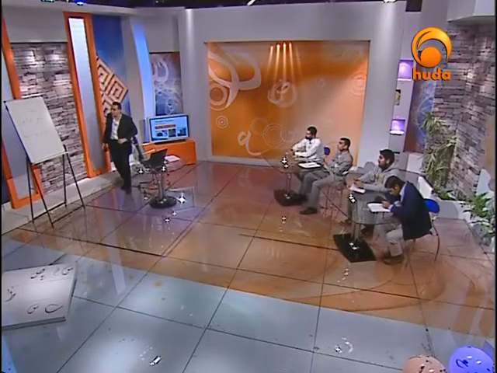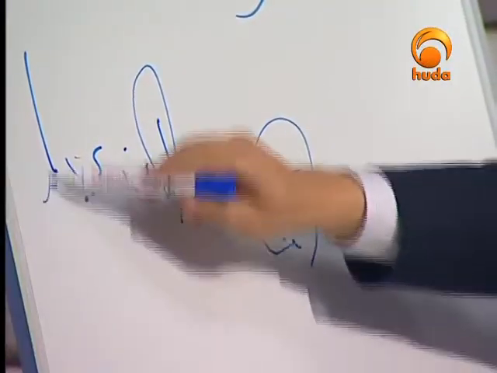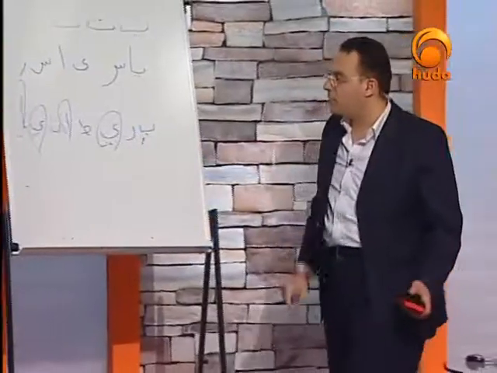That's two, I think, vowels. We have more than two. Okay, we have Ba with Kasra. Here is that. That's right.